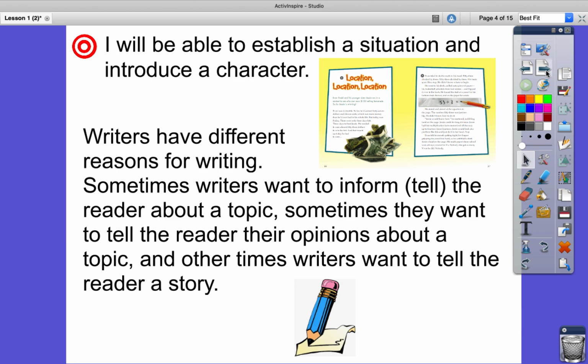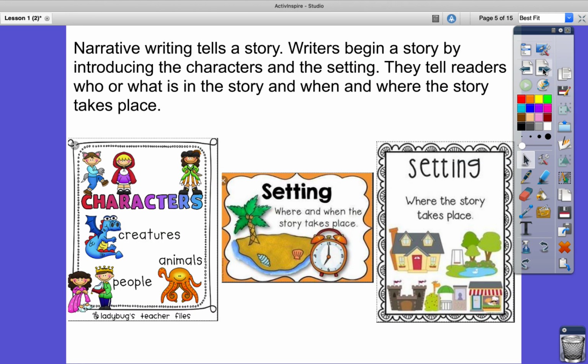Okay, our objective for this lesson is: I will be able to establish a situation and introduce a character. Writers have different reasons for writing. Sometimes writers want to inform or tell the reader about a topic. Sometimes they want to tell the reader their opinions about a topic, and other times writers want to tell the reader a story. Narrative writing tells a story.